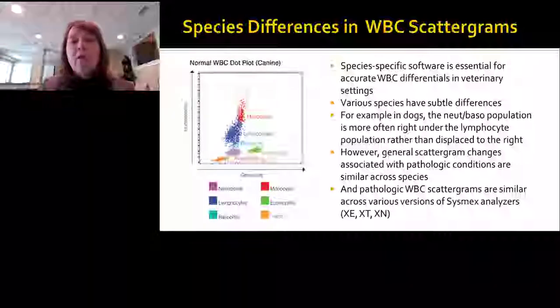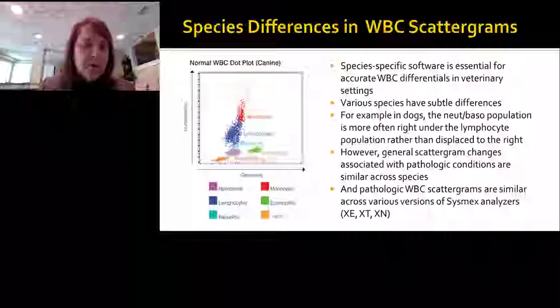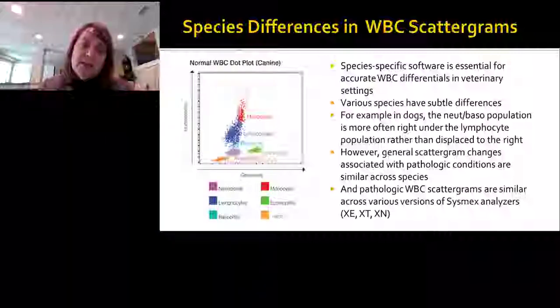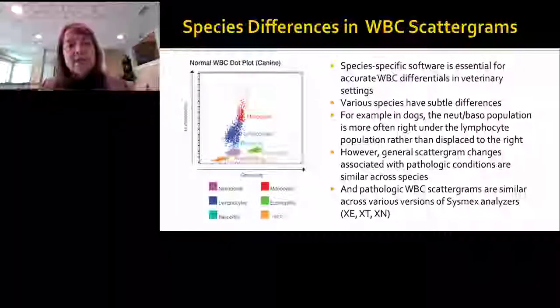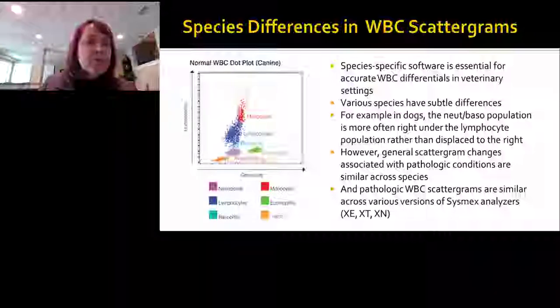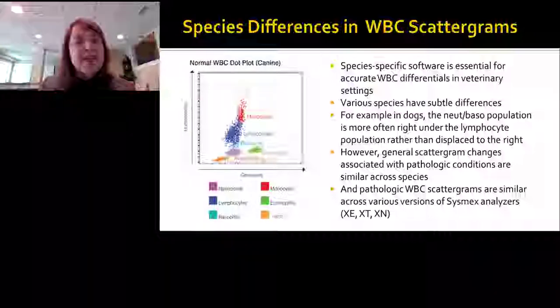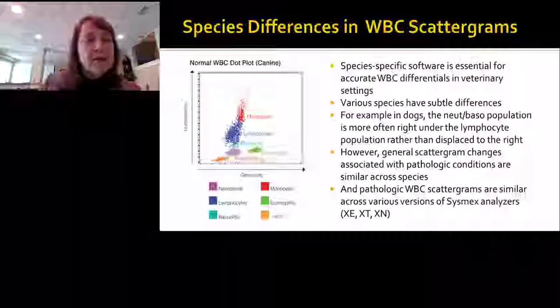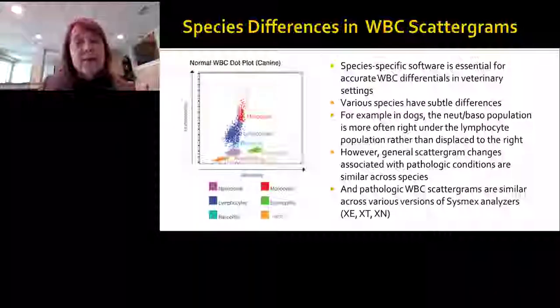That's because although morphology is similar between species for white cells, it is not identical. And there can be various differences. There can be differences in lobularity, there can be differences in granularity, and that's what's going to cause the cluster formations of these various cell types. So it becomes extremely important that we're dealing with species-specific software when we try to do WBC differentials because of these subtle, but yet important, differences between our white blood cells.